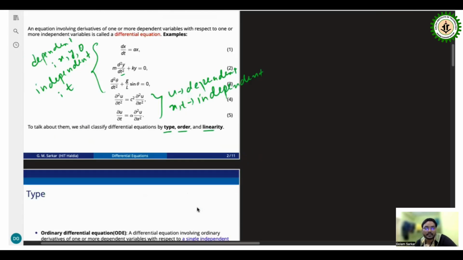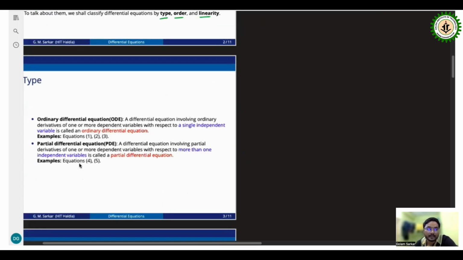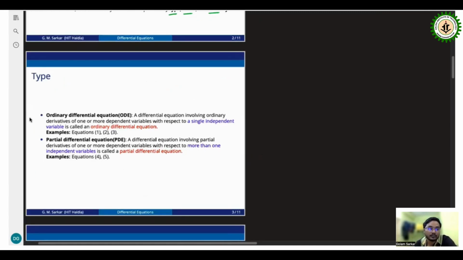First, we come to type. Differential equations can be classified into two types: one is ordinary differential equation and the other is partial differential equation. What is an ordinary differential equation? A differential equation involving ordinary derivatives of one or more dependent variables with respect to a single independent variable. That is important: with respect to a single independent variable is called an ordinary differential equation.